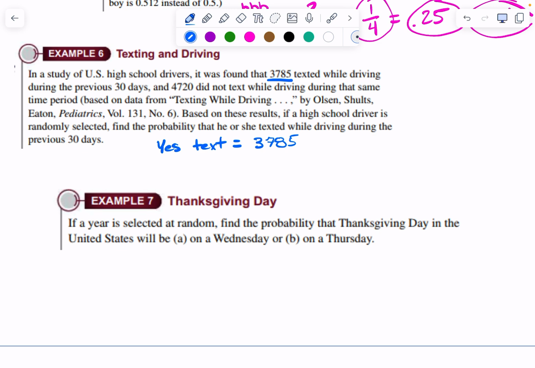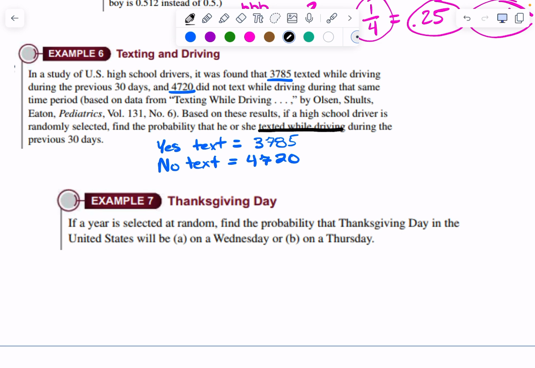All right, so my yes texters are 3,785. 4720 said no texting. How many of them are lying? My no texters are 4720, and that's out of the past 30 days, right? Based on these results, if a high school driver is randomly selected, find the probability that he or she texted while driving.